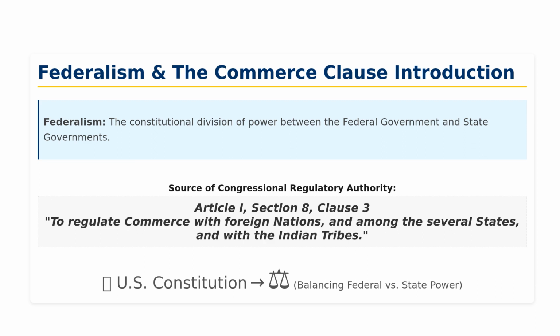This chapter sets the stage by identifying this crucial constitutional text that serves as the gateway to nearly all federal economic legislation we will examine moving forward, focusing on the inherent limits placed upon that authority.